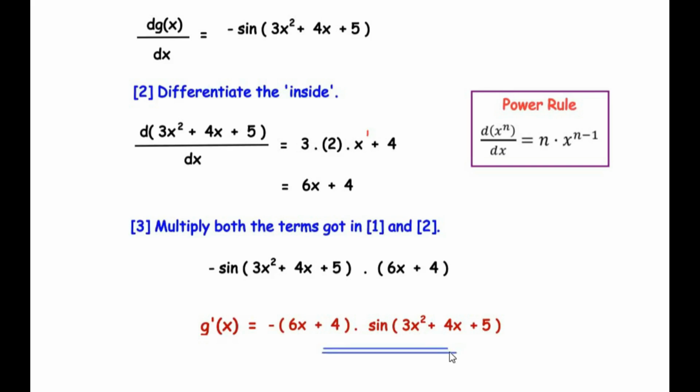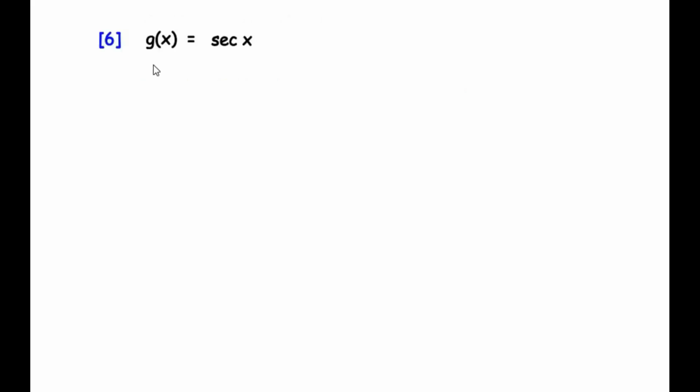Now moving on to the last question. g(x) is equal to secant of x. Now we can write secant of x as 1 over cosine x. To solve this, I'll be showing you 2 methods. The first one is by using the quotient rule.